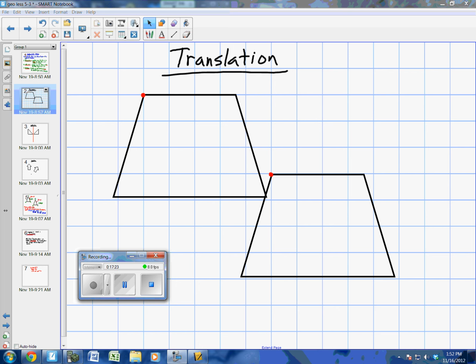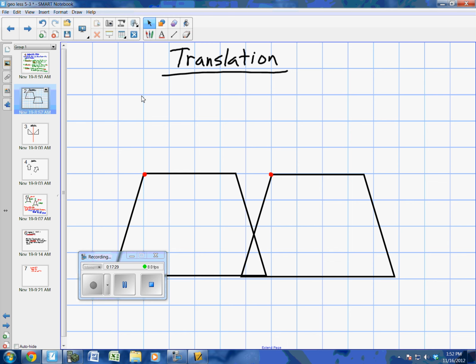Down 3, okay. 1, 2, 3. I'm going to move this thing too. And then what? To the right 5. 1, 2, 3, 4, 5, right? And then we would move that one over 5 too. And that's that. Okay, so that is a translation. We slide it. So that was a translation of 5 to the right and down 3.